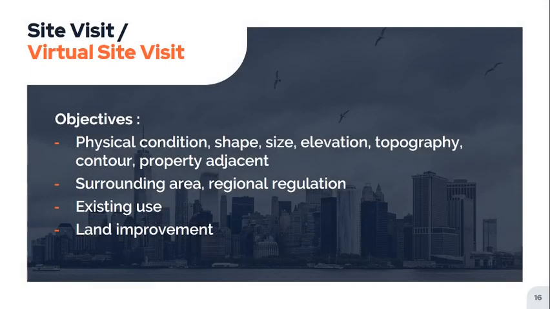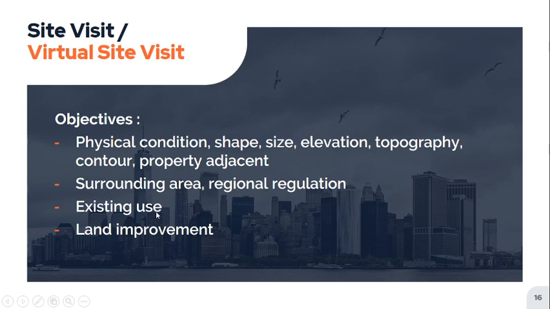Site visit. Based on the data and information we got previously, our objective is to make sure all the information is correct and to get more findings about the property. We need to find out the physical condition, shape, size, elevation, topography, contour, and property adjacent. For the surrounding area, the regional regulation we can find out in the city planning office.